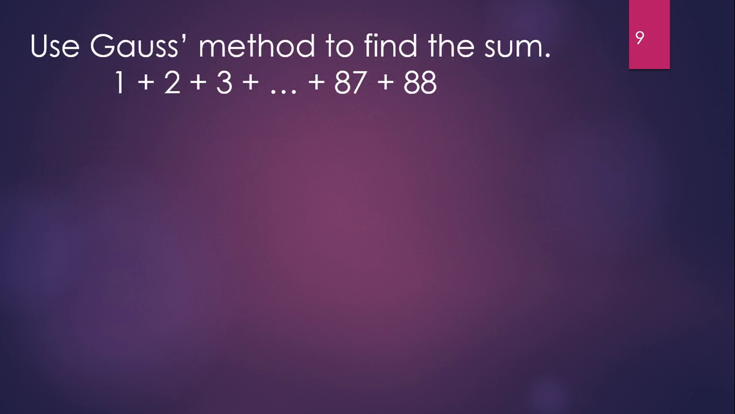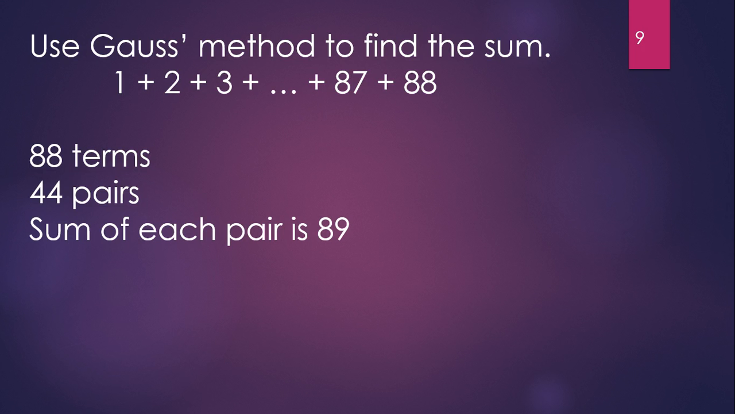Use Gauss's method to find the sum. So for Gauss's method, we need to know the number of terms, the number of numbers we're adding, which is 88. That would give us 44 pairs of numbers. Each pair would add to 89. So for the sum of all these numbers, we take the number of pairs times the sum of each pair. 44 times 89 is 3,916.